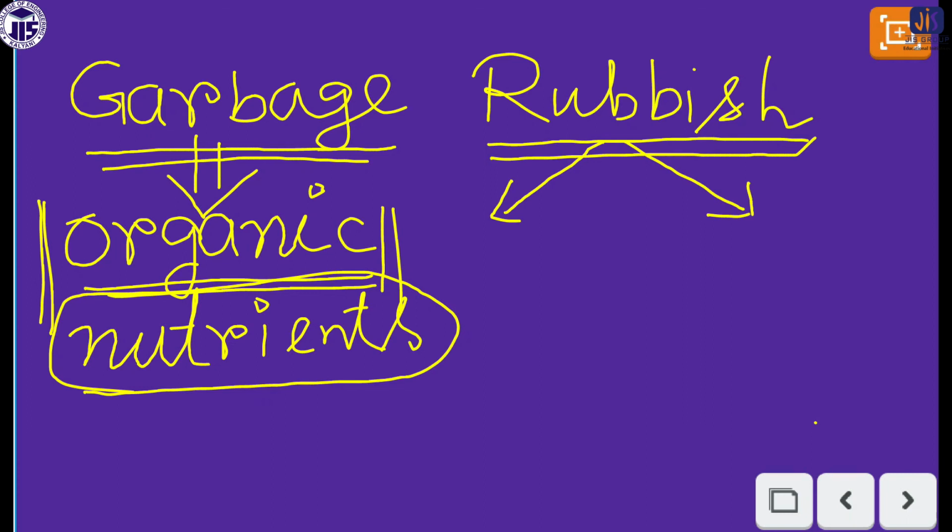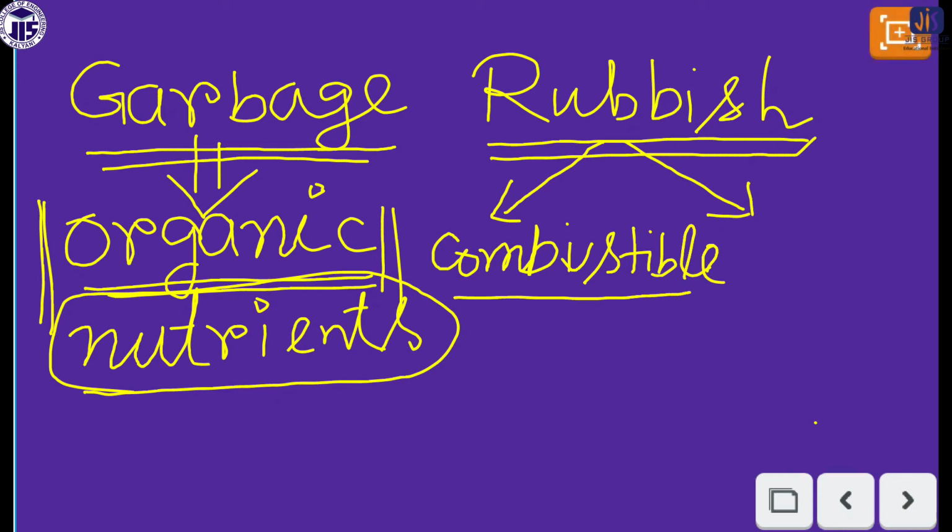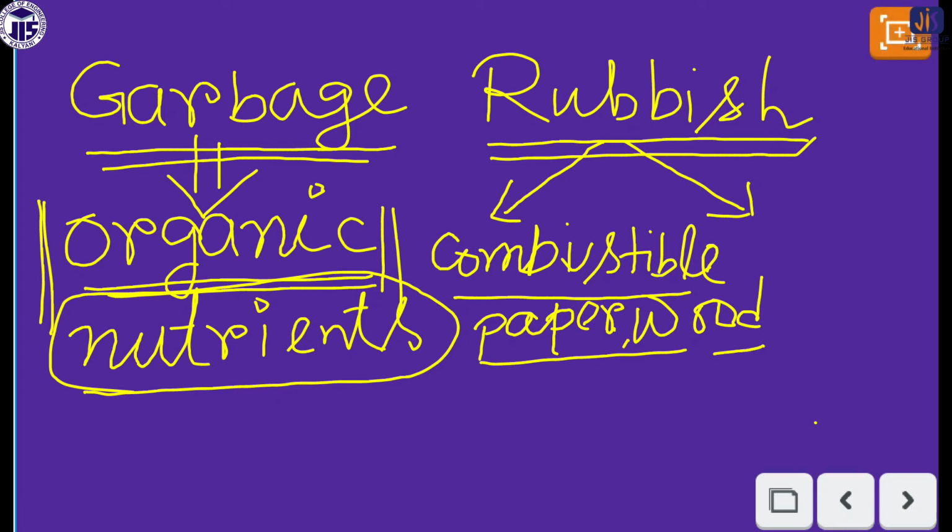First one is the combustible. What is the meaning of combustible? Combustible means which can be burned. These are the examples of the combustible solid waste. For example, paper. It may be wood. So these all are examples of the combustible solid waste.